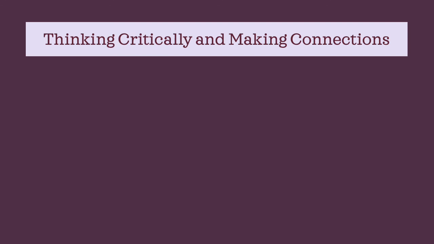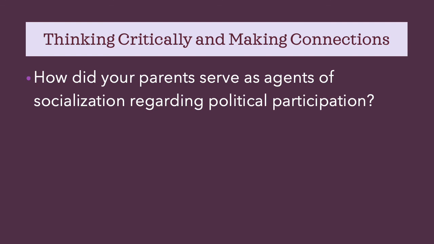So in conclusion, here are some things to think about critically when it comes to political participation, and also to help you make some connections between this chapter and some of the other chapters. When it comes to your political participation, whether or not you campaign, protest, or vote, how did your parents serve as agents of socialization regarding political participation? Did your parents vote? And if so, did they take you to the voting booth and make it a big deal and communicate to you the importance of voting? Did you ever see your parents campaigning or donating money?